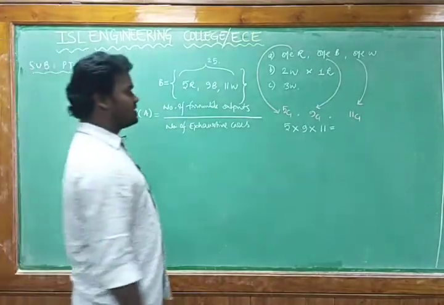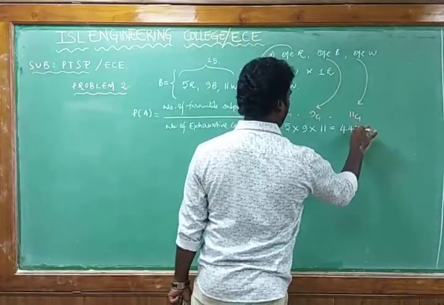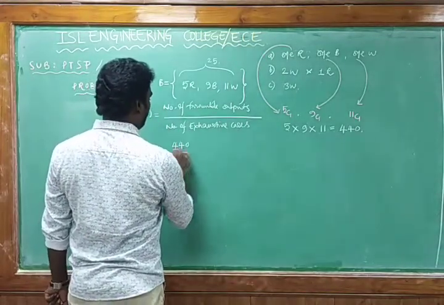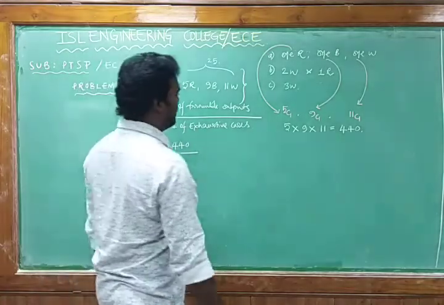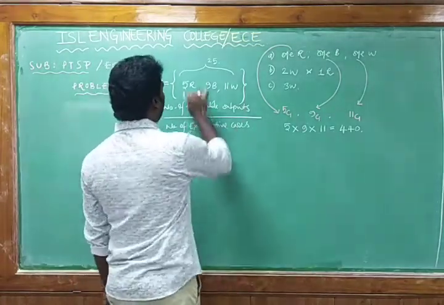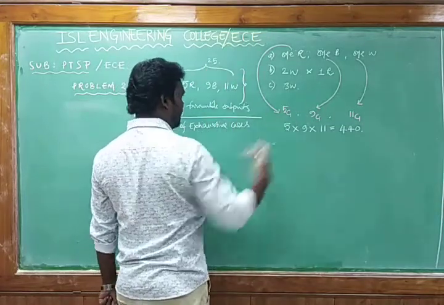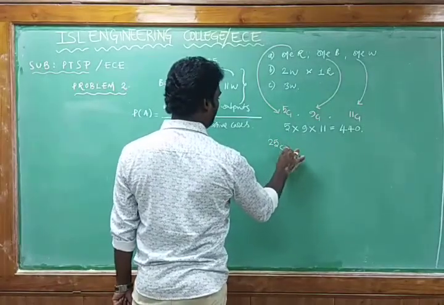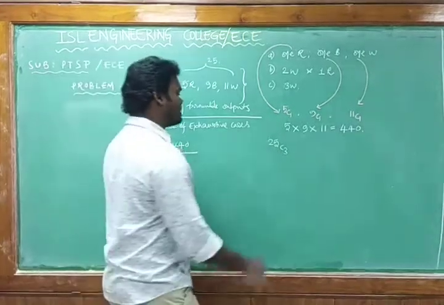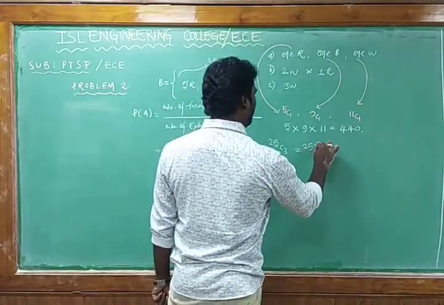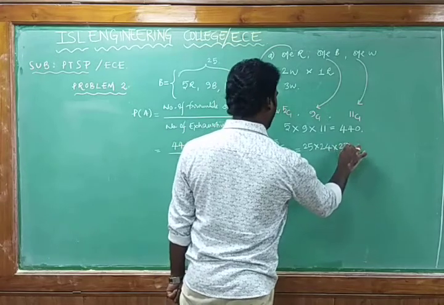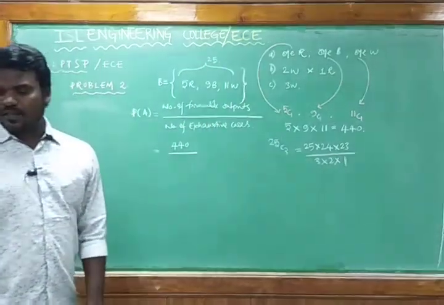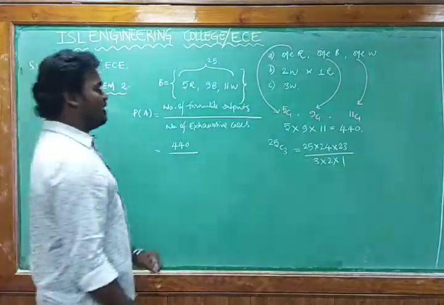If you simplify this, it is 440. The total number of favorable cases is 440, and now we require the total number of exhaustive cases. The total number of balls is 25, from which we are choosing 3, so it is 25C3, which is equal to 25 into 24 into 23 divided by 3 into 2 into 1. If you simplify this, the total number of exhaustive cases will be 2024.